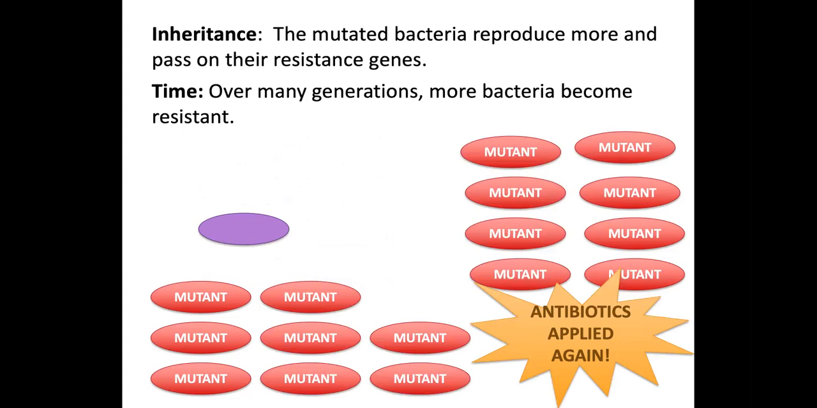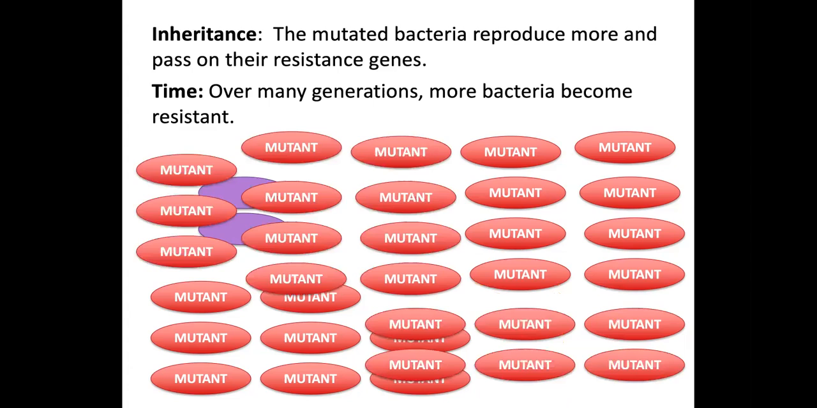Okay, so over time, it kills the regular bacteria, but it doesn't kill those mutant bacteria, because those mutant bacteria have developed a resistance to that antibiotic. Everybody follow me so far? So now those multiply again, and now we have all these mutant bacteria, but we only have a few of that other, regular bacteria.